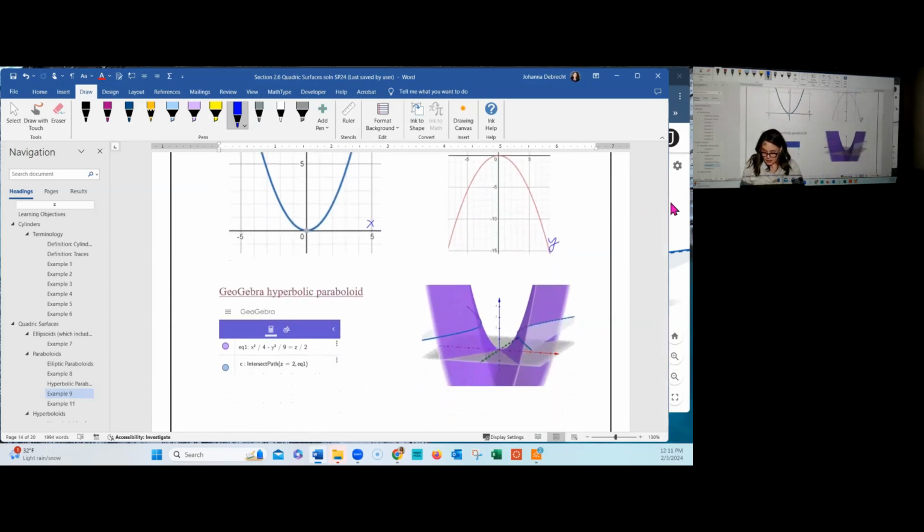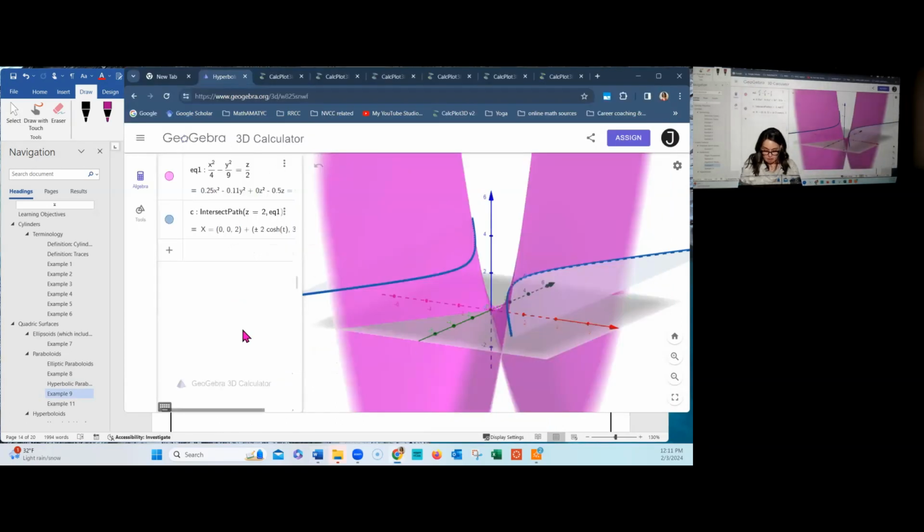In GeoGebra, I graphed the same one for you, but I actually outlined the intersection at a particular z level so that you could see what the hyperbola looks like. So when you're looking at this, this is just one level of z. And at that one level, the blue forms a hyperbola. And at a different level of z, I would have a hyperbola of a different shape, right?